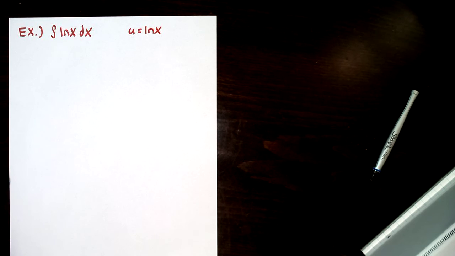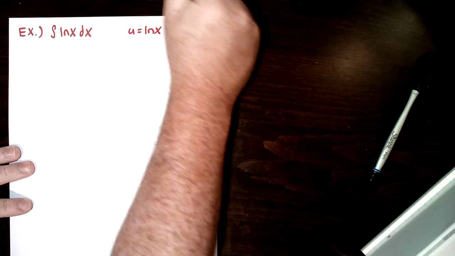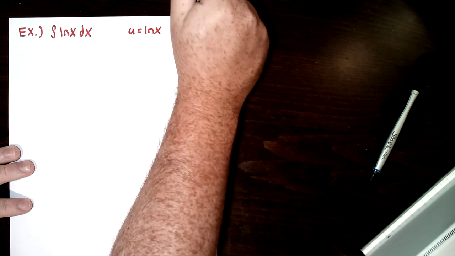If you think about it, if we were to set dv to be log of x and we integrated that, it wouldn't make sense. We want to differentiate that to get the formula. So then dv, we'll go ahead and set that to dx.